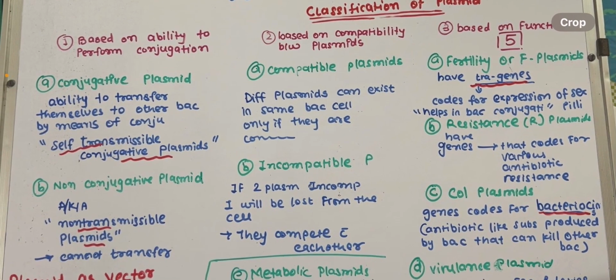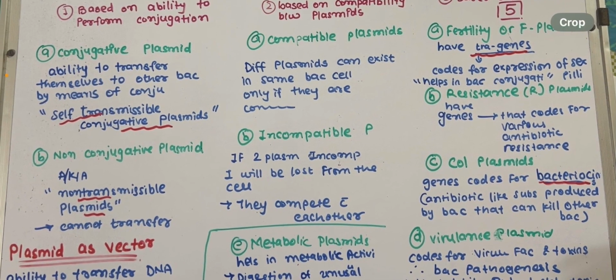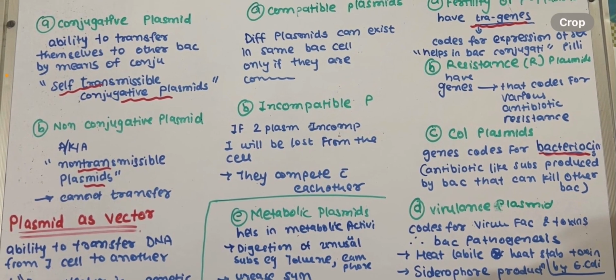Fertility or F plasmid. What kind of gene do they have? The gene that they will carry is TRA genes that code for expression of the sex pili, which helps in bacterial conjugation. Okay. Then resistance R plasmid have genes that code for various antibiotic resistance.